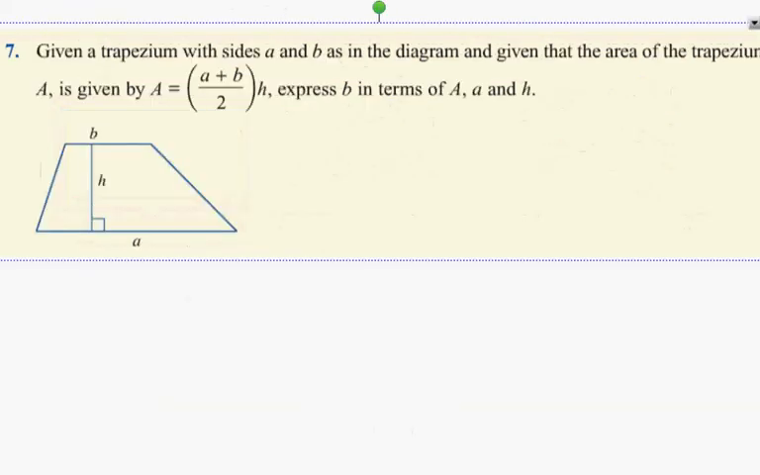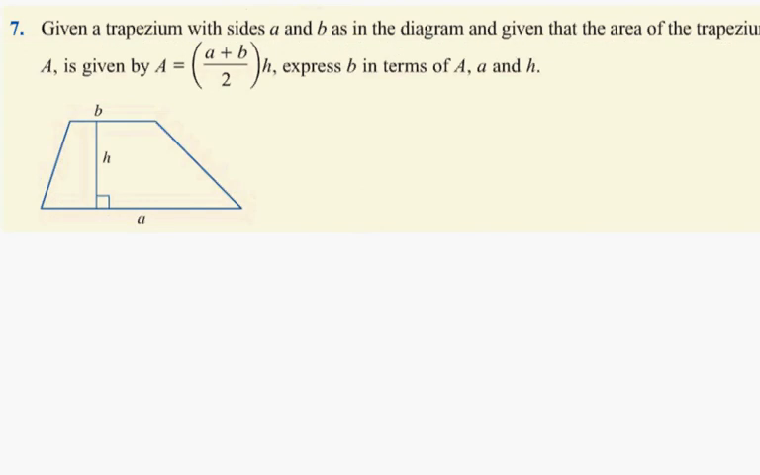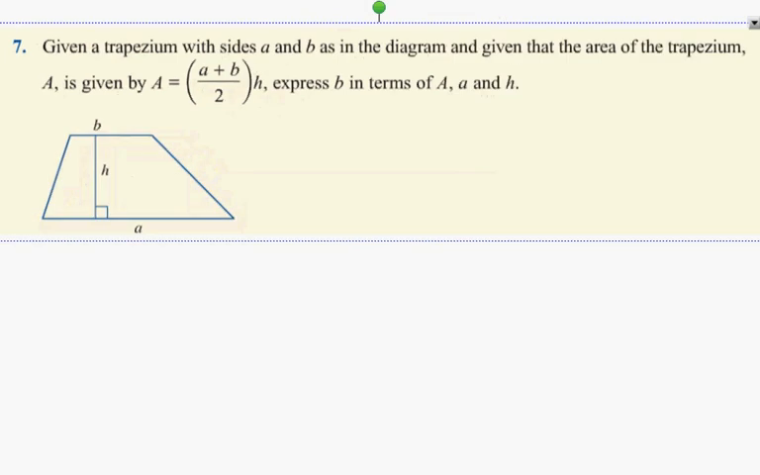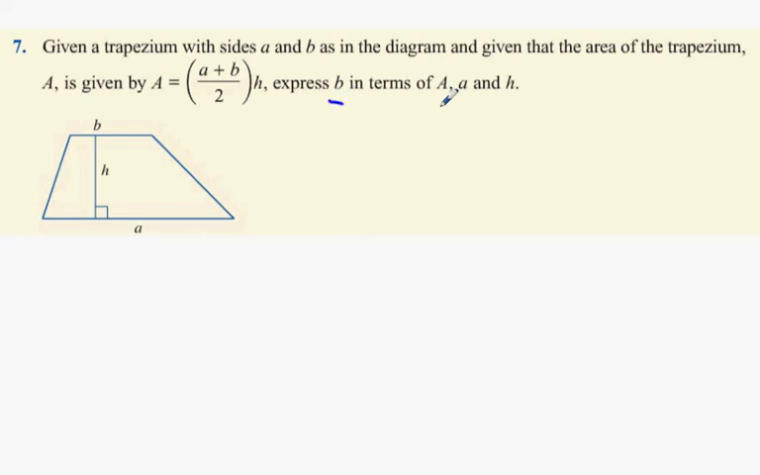This one here. Given the trapezium of sides A and B as in the diagram. There we go. Given a trapezium with sides A and B as in the diagram, and given that the area of the trapezium is given by A equals (a plus b) over 2 multiplied by h, express b in terms of big A, small a, and h. Basically you want to get the b on its own.